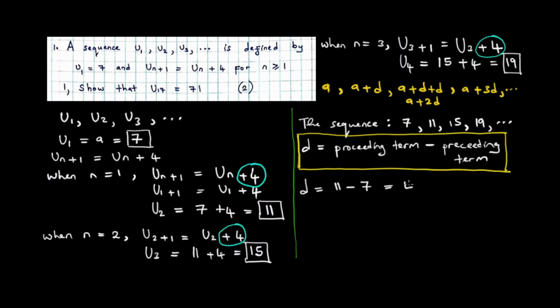But don't stop there. You have to know, at least for the first 4 terms, that you have to make a comparison. So 11 minus 7 is 4, 15 minus 11 is 4, and 19 minus 15 is also 4. So we have tested in 3 more cases to show that 4 is really our common difference and our sequence is an arithmetic progression.